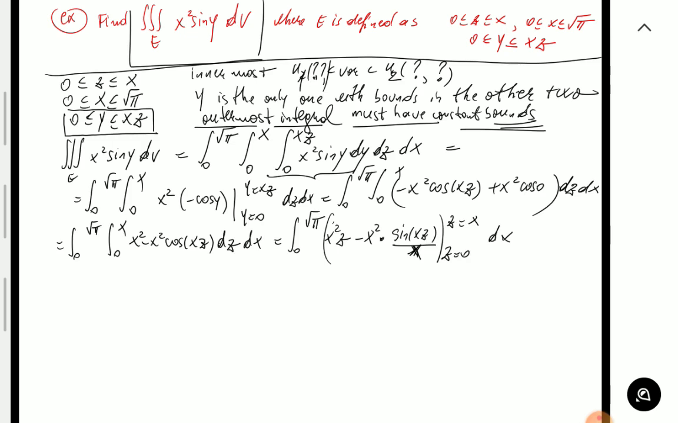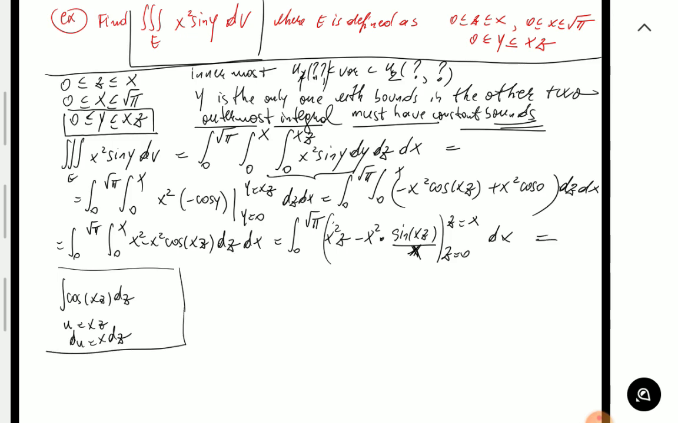Again, if it's not clear what I did here, you can take apart the antiderivative of cosine of xz dz and just do a little u substitution for xz. Remember, your variable of integration is z. So that's why you move the x over to the left.